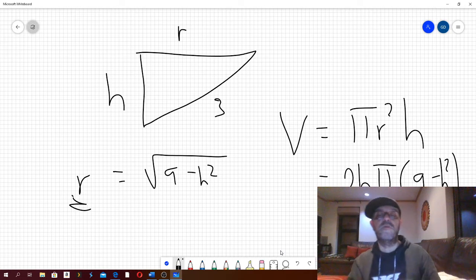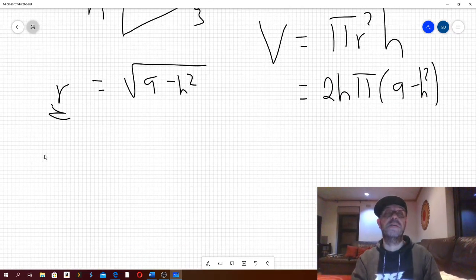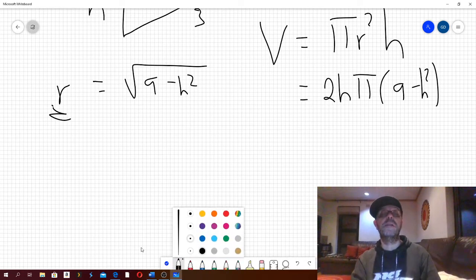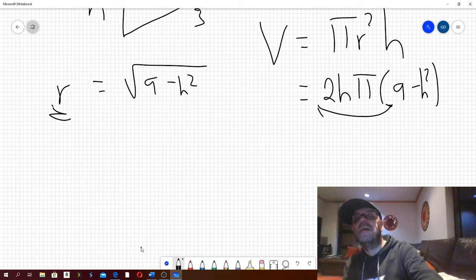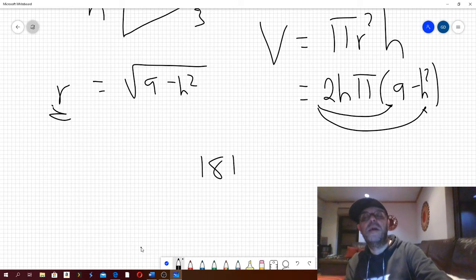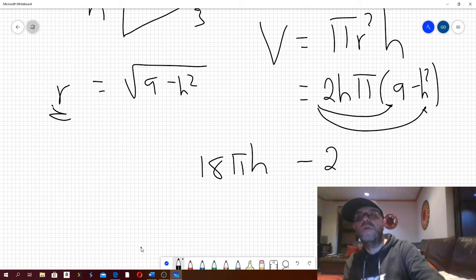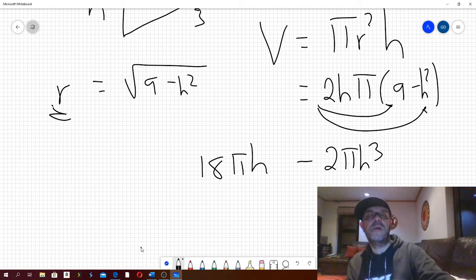Right, so next we're going to move on and we're going to use this formula because they want to say what is the maximum area, or sorry, volume of this cylinder. So the maximum volume will occur where the derivative of the volume formula is equal to 0. Well, for that we'll have to just rearrange this formula a little bit more and multiply it out. So we're going to multiply this in here into both terms. So we've got 18 pi h and minus 2 pi h cubed. Okay, so that is my volume.